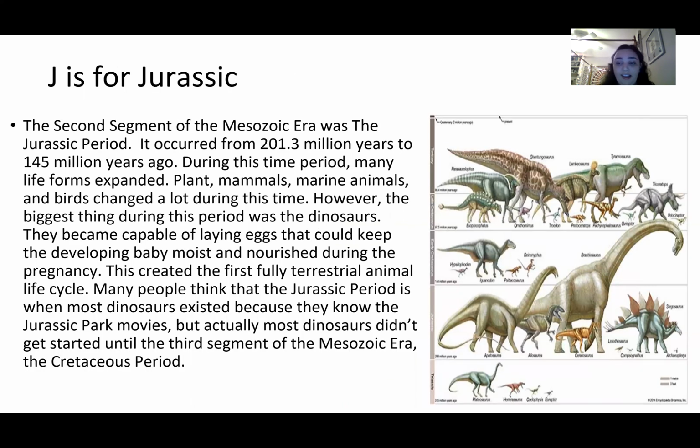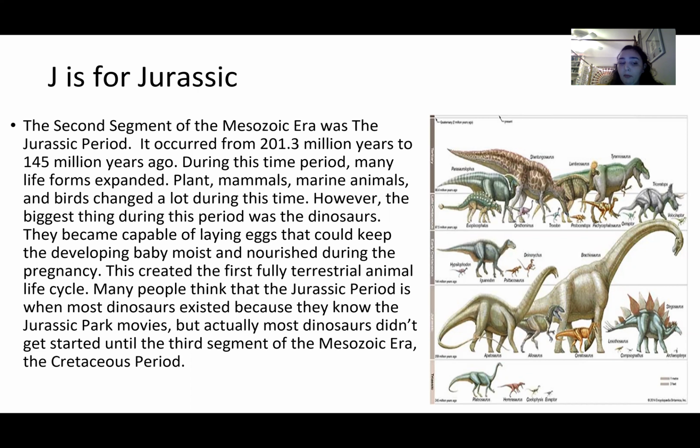J is for Jurassic. The second segment of the Mesozoic era was the Jurassic period. It occurred from 201.3 million years ago to 145 million years ago. During this time period, many life forms expanded. Plants, mammals, marine animals, and birds changed a lot during this time. However, the biggest thing during this period was the dinosaurs.